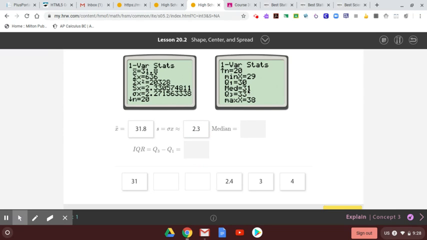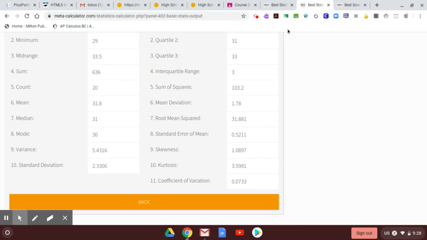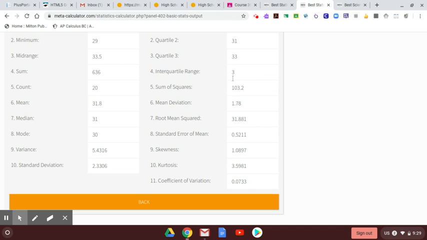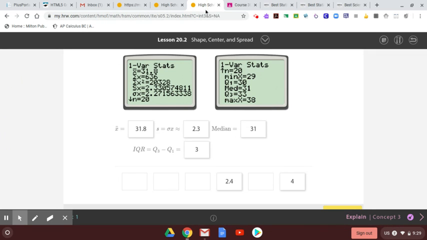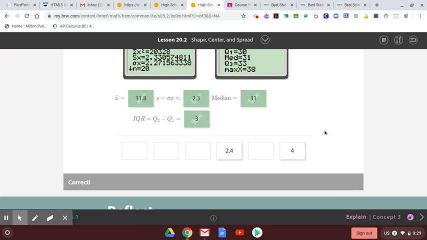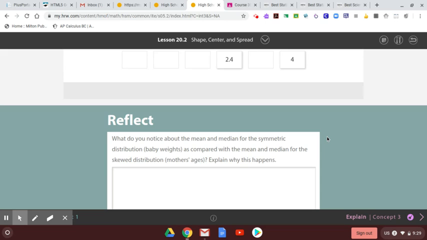Median value is 31. Same thing here, median value is 31. Put our 31 over there, and then our interquartile range. So again, Q3 minus Q1 is going to be 3. But if you're on the meta calculator, it will give you that same value. All right, the interquartile range is 3. And we can check our answer, see if everything's good. Yep.